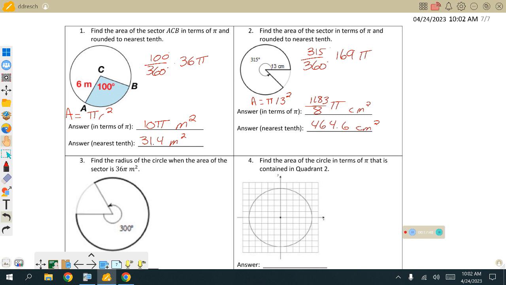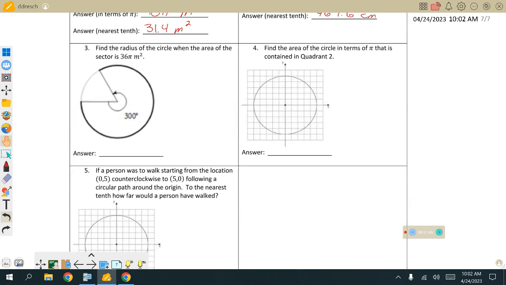Let's do the next one there, number 3. Let's work it backwards, guys. What do we mean by working backwards? Well, number 3, we got the area this time. We got the area of a sector. Now, we've done some of these working backwards before. So, you got the sector as 36 pi, and you've got the degree as 300. But the thing that we don't know is the radius. That's what we're trying to find, isn't it?